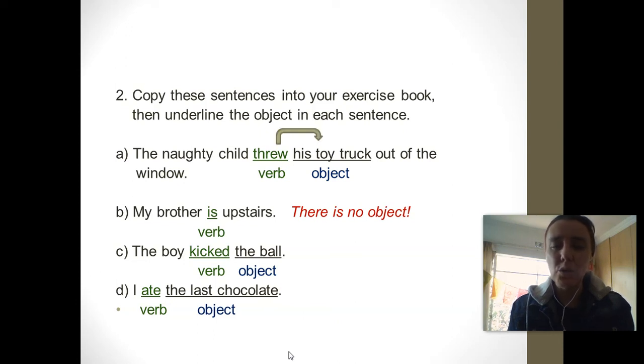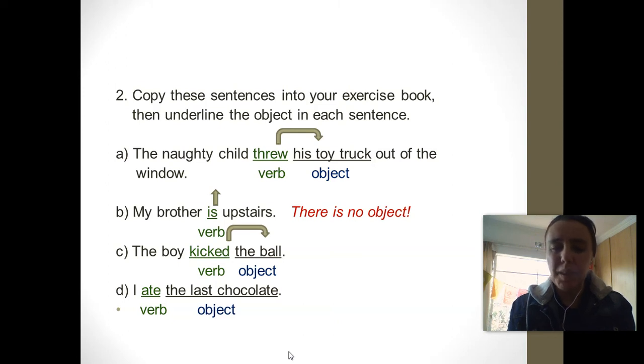And I want to just quickly show you. If you need to find the object, you need to see the action or the verb. Who or what am I doing the action to? So here, I threw. What did he throw? His toy truck. Here is, you can see he's not doing, is a being. So if you, my brother is, I am, they are, they're not doing anything, they're just being, so there's no object. I've just put an arrow pointing up because I'm not acting upon anything, I'm just being.